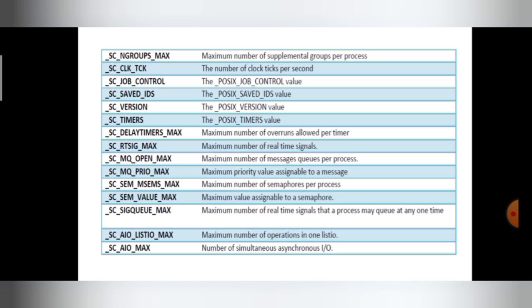So, right, maximum number of semaphores per process, maximum value assignable to a semaphore. Again, maximum number of operations in one list IO, number of simultaneous asynchronous IO. So we already discussed this, right? All these limits are in POSIX.1 and POSIX.1b. So if you want to know these values, you can just use these limits in your prototypes. Sysconf, if you want to know this value, you can use this limit name in your sysconf function. SC means what? Sysconf, system configuration.